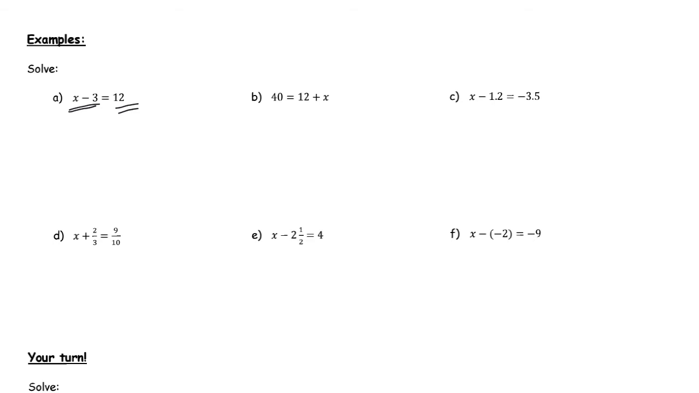What I want to do here is get the x by itself by performing the additive inverse. So I want to get rid of that negative 3. I'm going to add 3, but I'm going to do it to both sides. And that is going to get me x by itself. Then 12 plus 3 is going to be 15. Now, that's my solution.